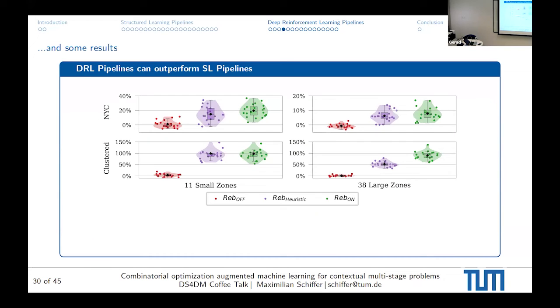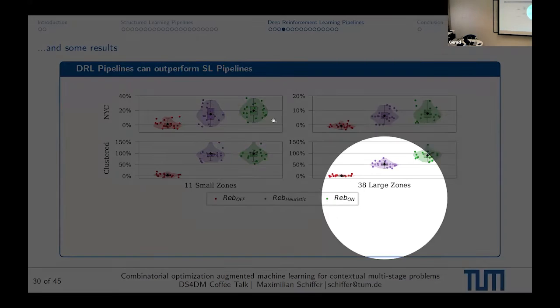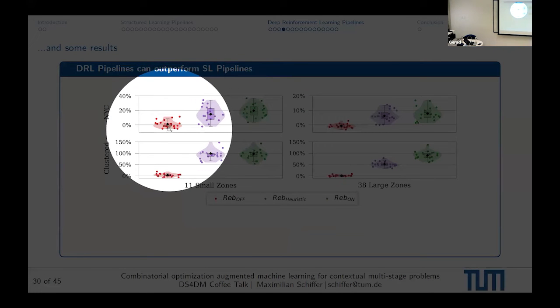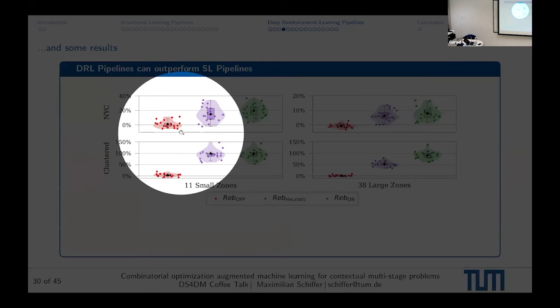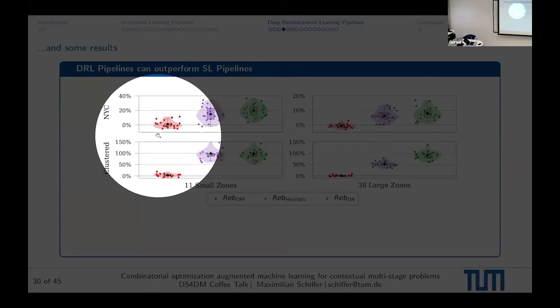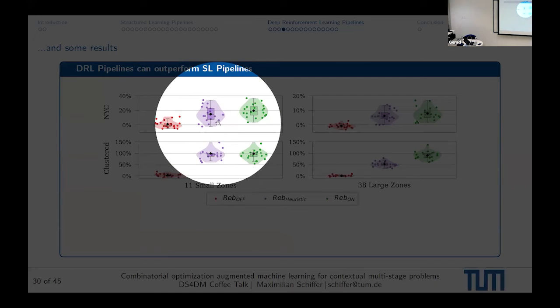If you do it this way, this is what you get. So again, New York data set. Remember, with the structured learning pipeline with the sampling, we had like over greedy 5 to 7% improvement, right? So what you see here is greedy is the baseline at 0%. Then the red one is multi-agent DRL with bipartite matching, no rebalancing. And then you almost learn greedy with some variation, right?